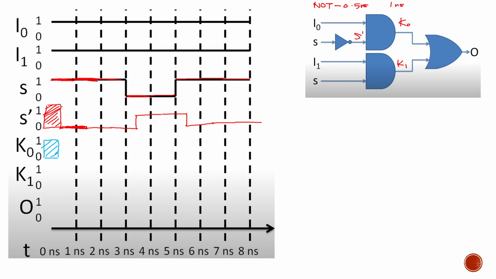For K0, it's going to do an AND operation between I0, which is on top over here, and S bar. So we're going to see the region that has no signal, we cannot process it. K0 has no signal for the first 0.5 nanosecond. So the first time it gets the signal is here. We have low, and over here we have half a nanosecond of high. So high and low, you would get a low, right?